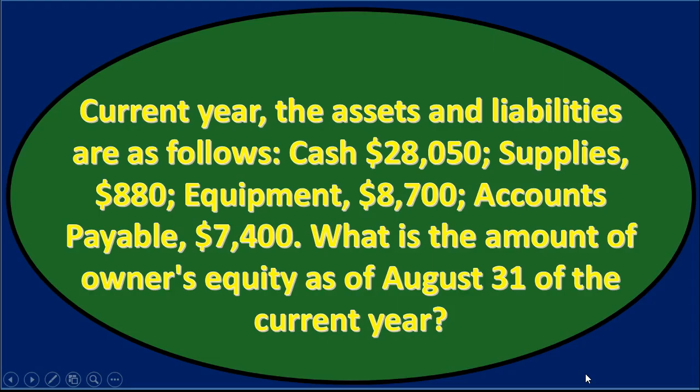Our next problem will be similar in nature, and that says that we have current year, the assets and liabilities are as follows. Cash $28,050, supplies $880, equipment $8,700, accounts payable $7,400. What is the amount of owner's equity as of August 31st of the current year? So again, we're going to go to the Excel and take a look at what we have at this time.